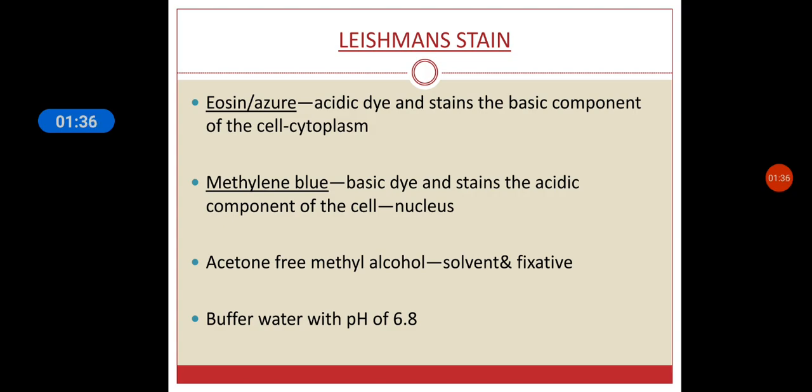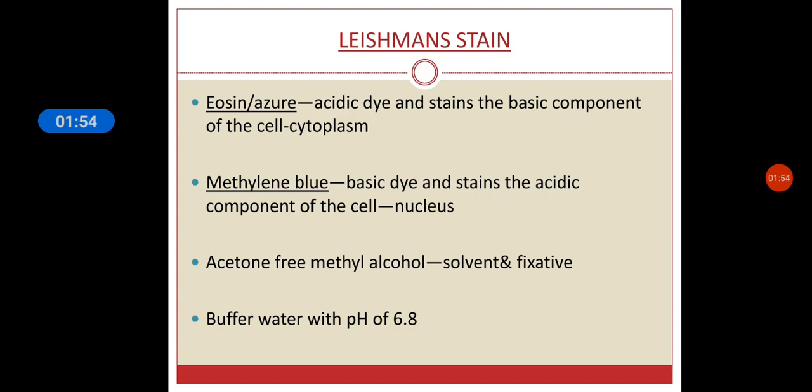So which is the basic component in a cell? It is the cytoplasm. So it will stain the cytoplasm. Then methylene blue. Methylene blue is a basic dye. So obviously it will stain the acidic component. So which is the acidic component in a cell? It is the nucleus. You getting it?